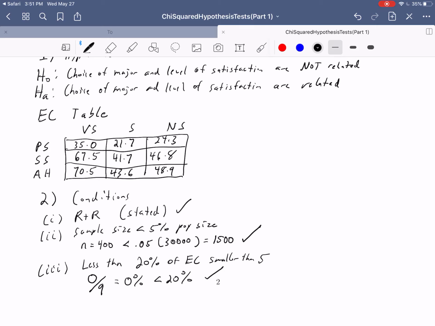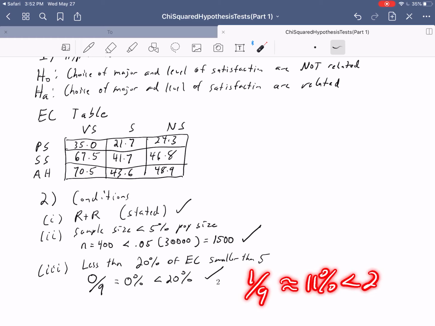Would it have been okay if one of them had been less than 5? Say this 21.7 had come out as like 1.7. Well, that would be less than 5, and then this would have been 1 out of 9. One expected count out of the 9 that we built would be less than 5. 1 out of 9 is about 11%, and that would be less than 20%, so we'd be all good.